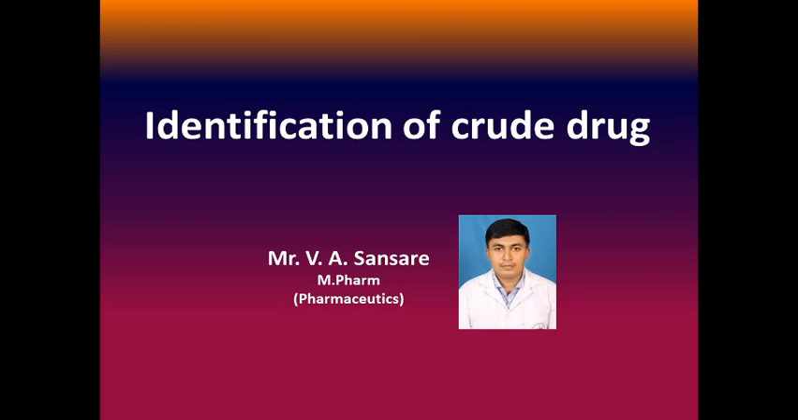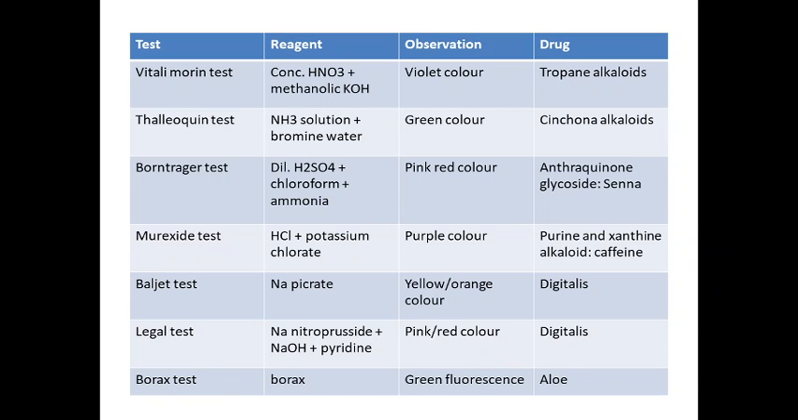Today we are going to see important identification tests for the crude drugs. So different chemical tests which are generally used for the identification of the various crude drugs, that we will see in today's video lecture. We will see them in tabular form, that will be better for understanding. So first of all we will see the test, that is Vitali-Morin test.